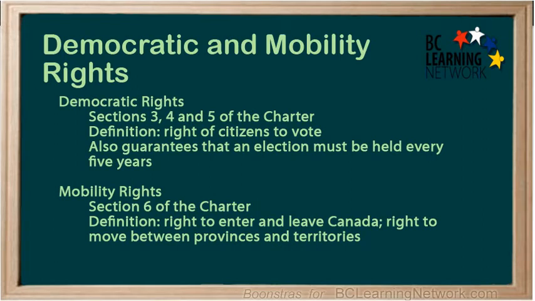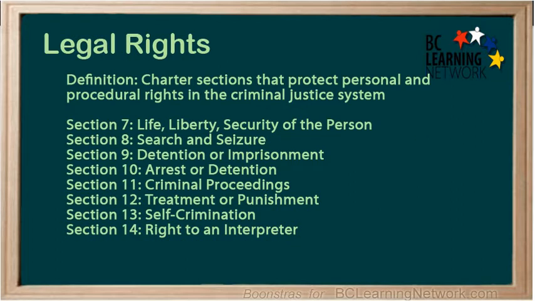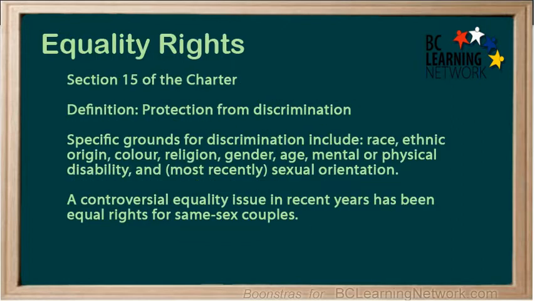Democratic rights in the Charter of Rights and Freedoms give the citizens the right to vote. It also guarantees that elections must be held every 5 years. Mobility rights allow you to enter and leave Canada and to move between provinces and territories. The legal rights covered in the Canadian Charter of Rights and Freedoms cover your personal and procedural rights in the criminal justice system. These rights are available to you when dealing with the police or with the court system.